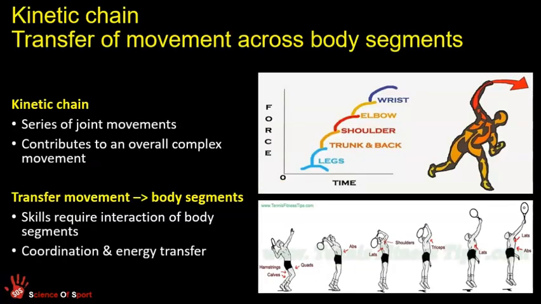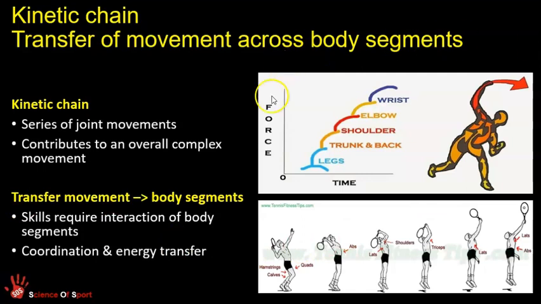Okay, so the second and third characteristic or factor relating to movement efficiency are kinetic chain and transfer of movement across body segments. The reason I've put these two on the same slide together is because I think they're really related. It's harder to completely separate them. Let me talk about kinetic chain to start off with.